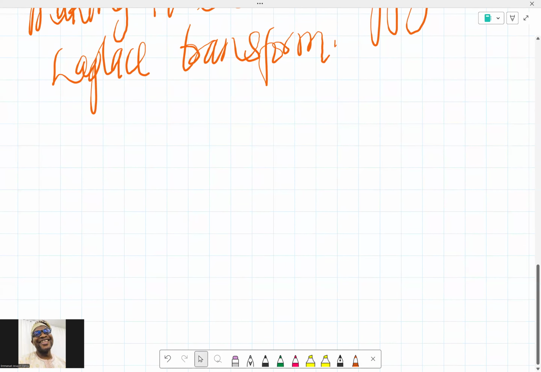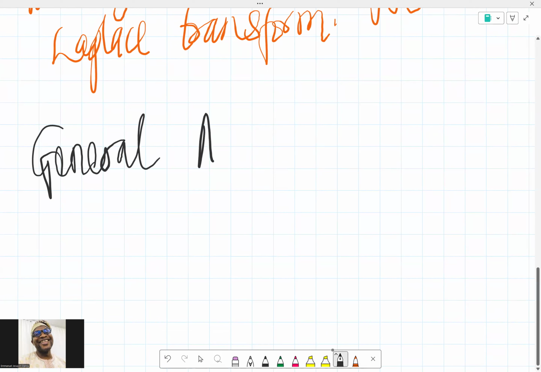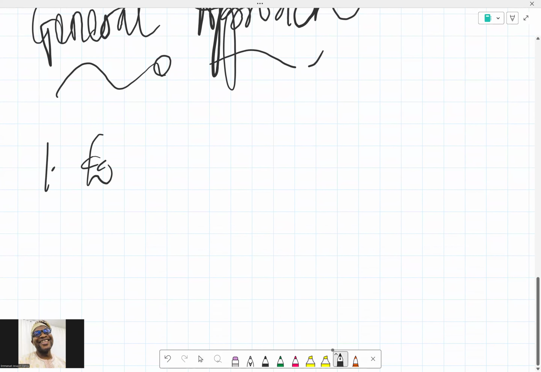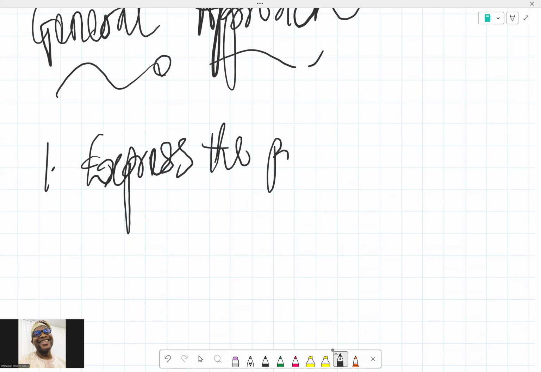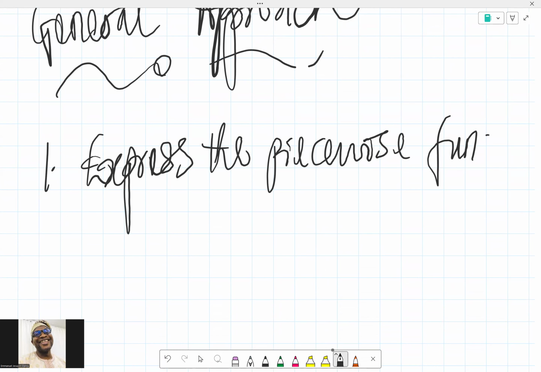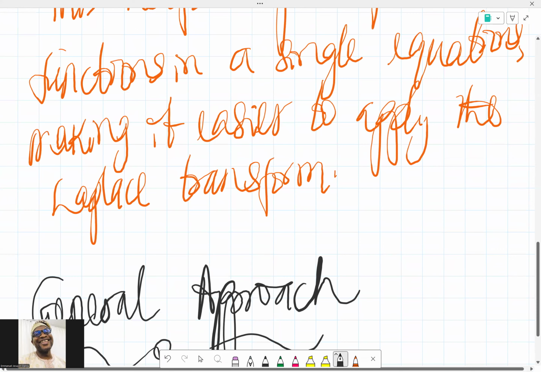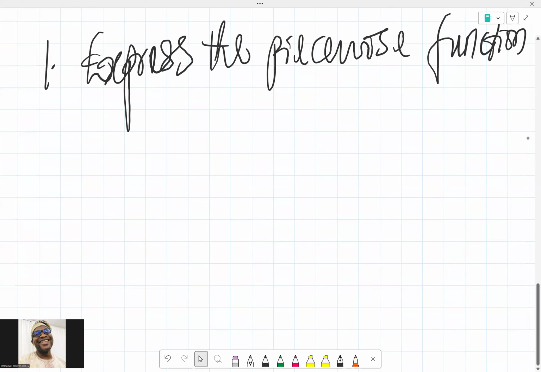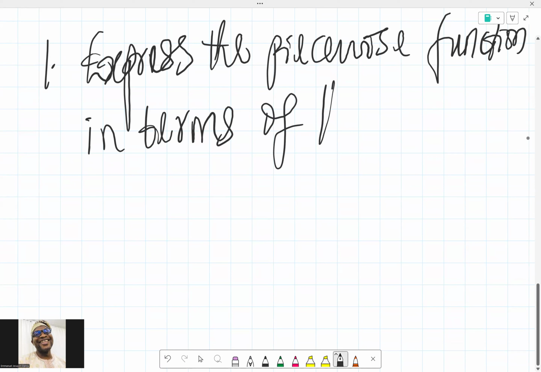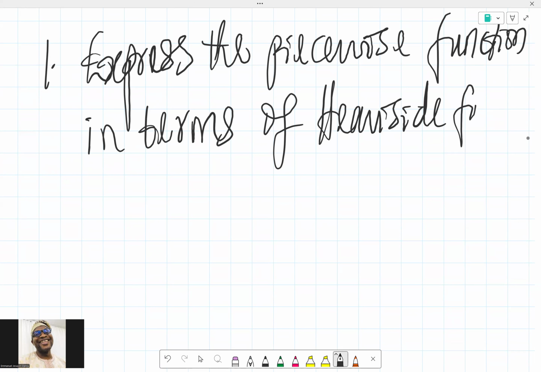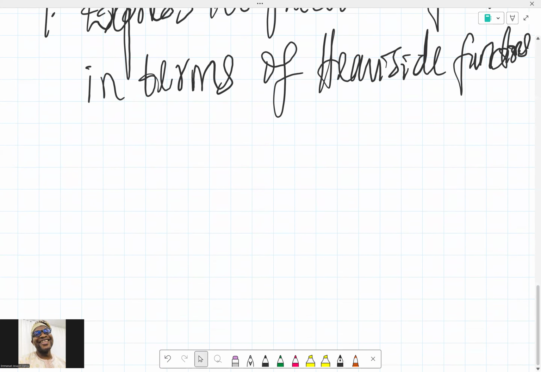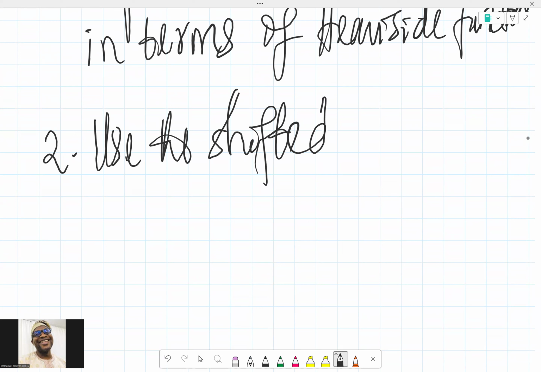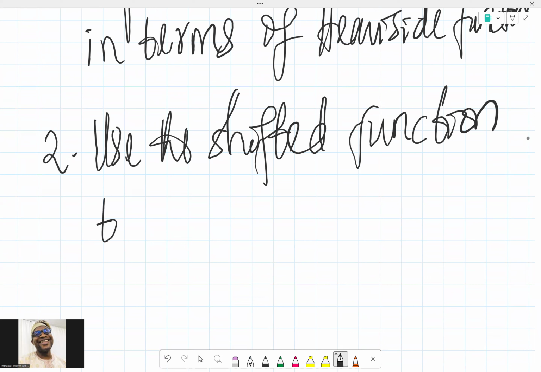Now let's look at the general approach. The first thing is you express the piecewise function in terms of Heaviside functions, that kind of switching function. Then number two, use the shifted function transformation.